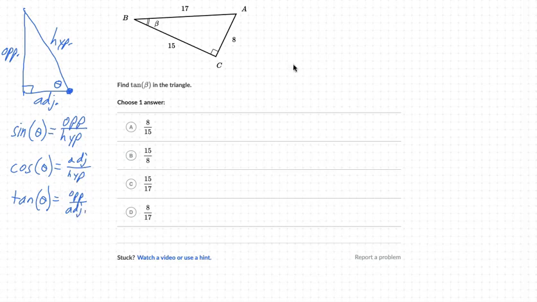To remember which one's which, a lot of people use SOH CAH TOA to help them remember. The sine of an angle is the opposite leg over the hypotenuse. The cosine of an angle is the adjacent leg over the hypotenuse, and the tangent of an angle is the opposite leg over the adjacent leg. SOH CAH TOA.